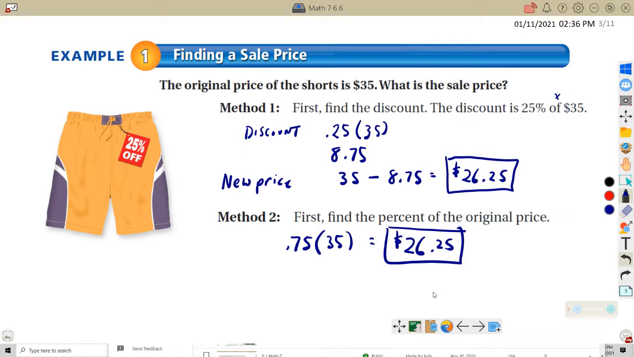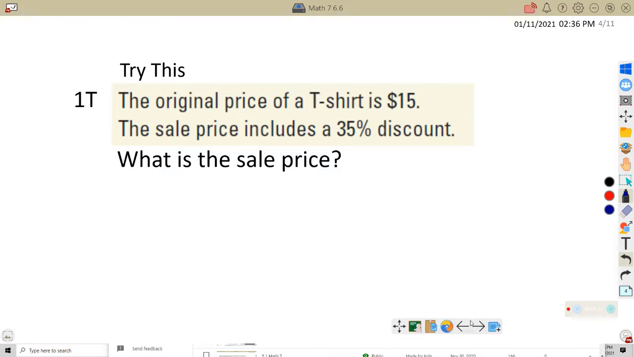Okay, so you can find the discount amount first, and then subtract that from the original amount. Or you can figure out the amount that you are paying. In other words, if the discount's 25%, you're paying 75% of the original price. You can use either method for this one.